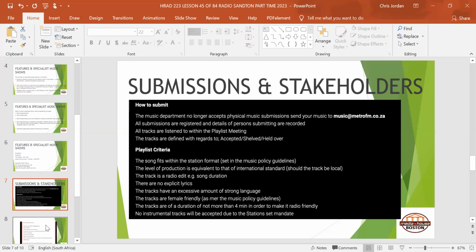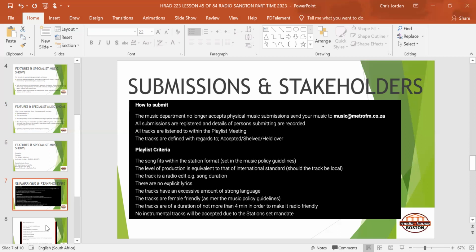So some of the criteria: the song fits within the station's format set in the music policy guidelines, which are available to the submitter, right? The level of production is equivalent to that of international standards. Should the track be local? The track is a radio edit. Song duration needs to be about 3.5 to 4 minutes long. There are no explicit lyrics. The tracks do not have an excessive amount of strong language.